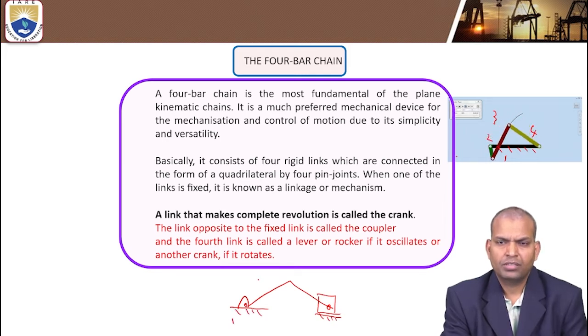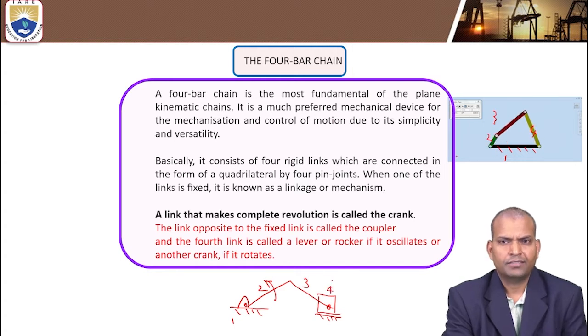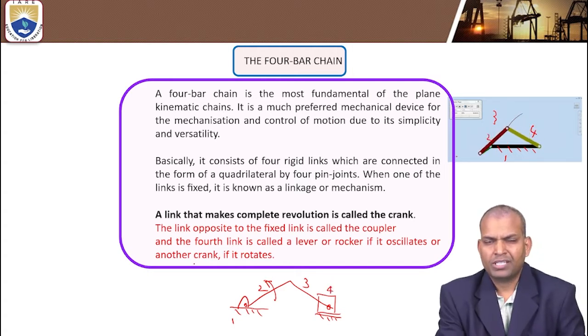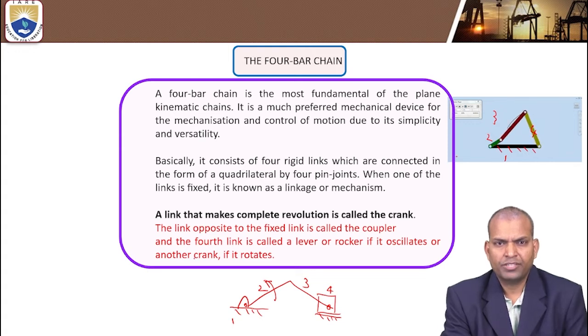Link 1 is fixed, link 2 is acting as a crank, link 3 is a connecting rod, and link 4 is a slider. So these are the 4 elements having different names based on the purposes of those links. Link 2 is under complete rotation and transmits the rotation, so link 2 is called a crank element. Whereas link 4 does the sliding motion.